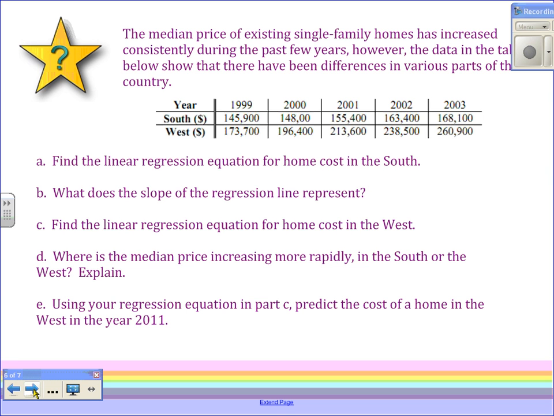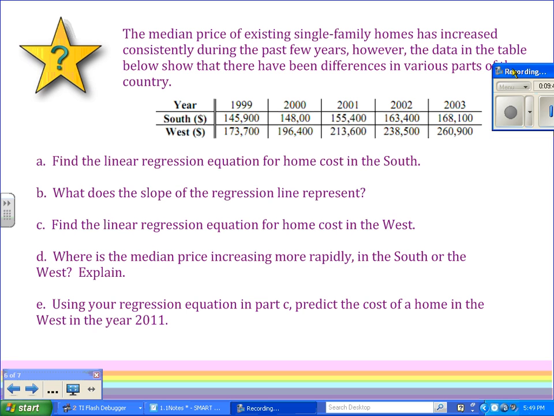The median price of existing single-family homes has increased consistently during the past few years. However, the data in the table below show that there have been differences in various parts of the country.